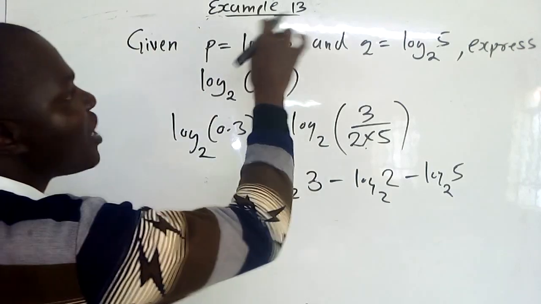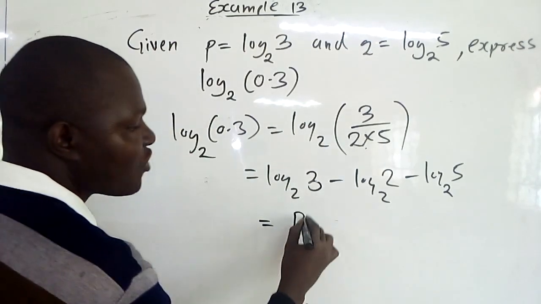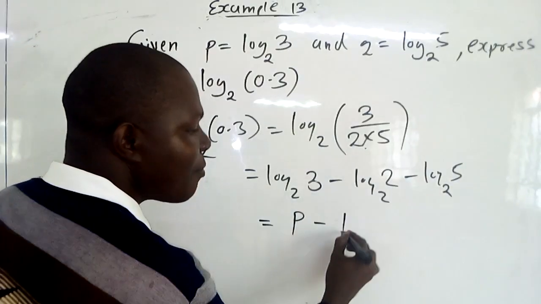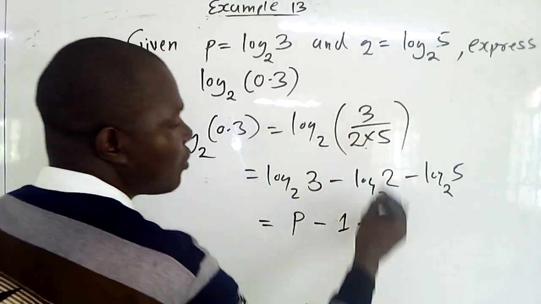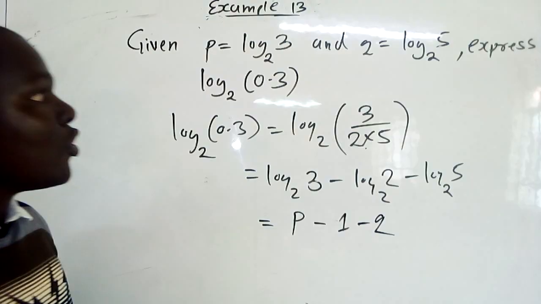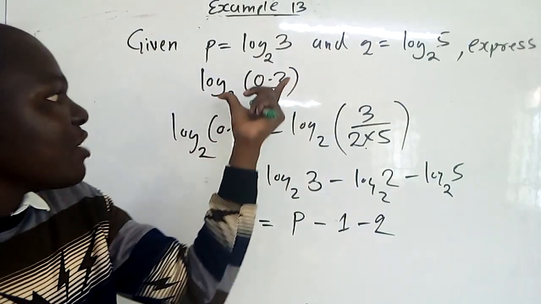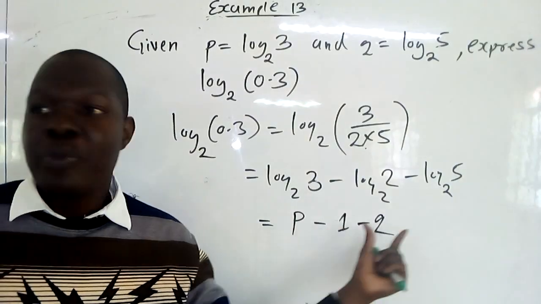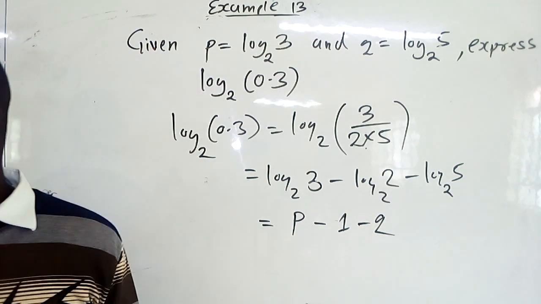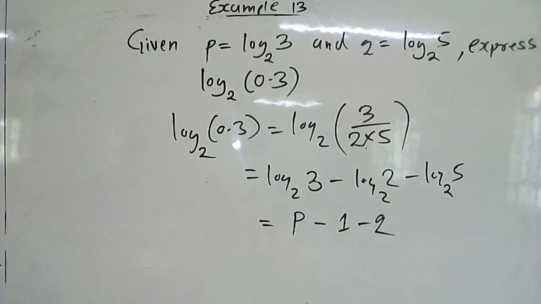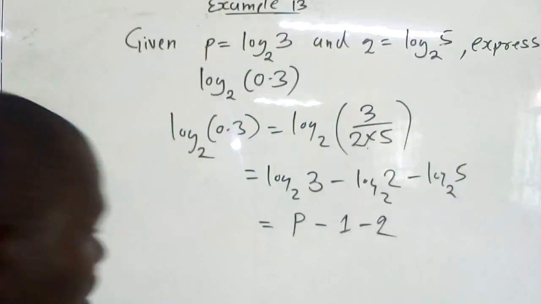What is log 3 to base 2? P. Log of a number to the same base is? 1. Then minus, what is log 5 to base 2? Q. So you've expressed this given problem, 0.3, in terms of P and Q, isn't it? There's no unknown there. That one is known, isn't it? Good. So that is how to handle a problem of that nature.